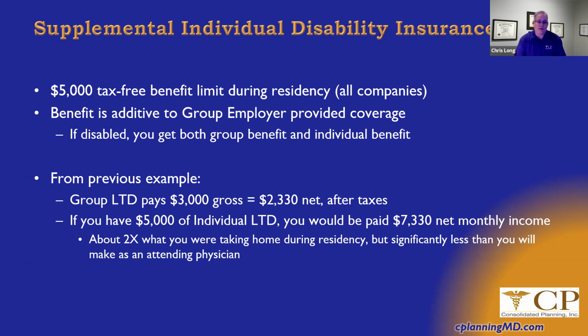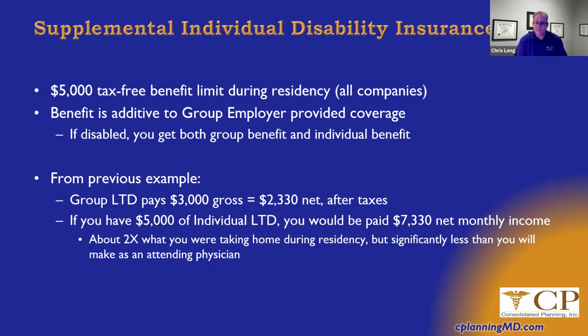So in the example I'm using here, if your group policy pays $3,000 gross, $2,330 net after taxes, and you've got an individual policy that pays $5,000 a month, then you'd be taking home about $7,330 a month tax-free for total disability. Well, that's about twice what you're bringing home as a resident. And so essentially the insurance companies, all of them, will promote and let you get overinsured during residency because they know that you still have a financial incentive to get well, go on and finish training and practice, because you're obviously going to make a lot more as an attending.